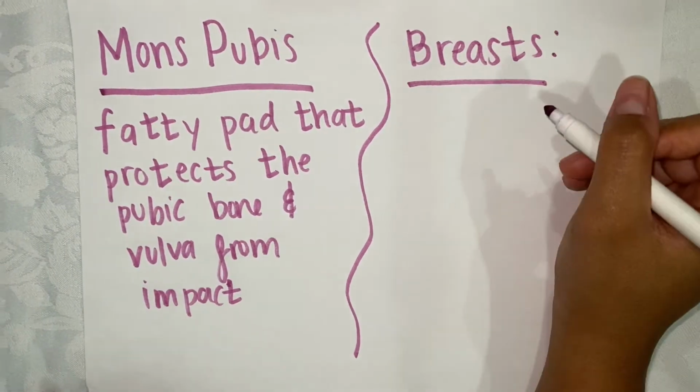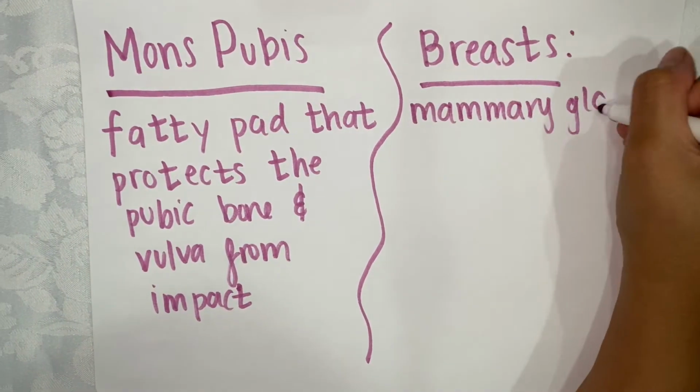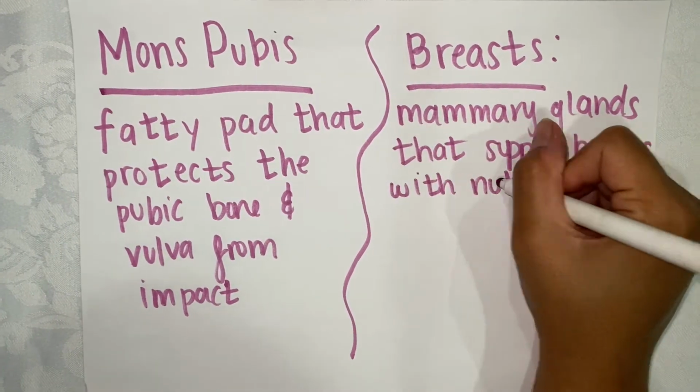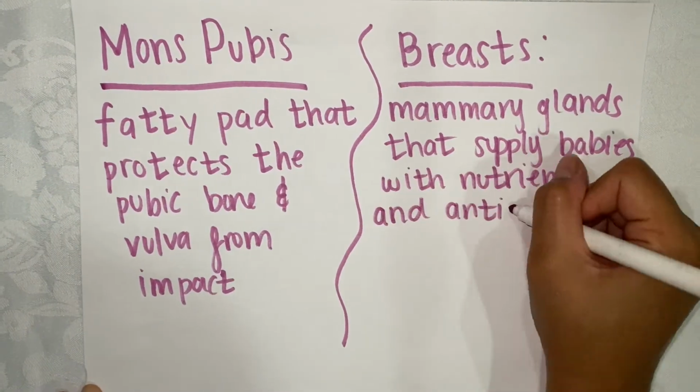The external organs also include the breast, which includes the mammary glands that supply babies with nutrients and antibodies while they are nursing in their early years.